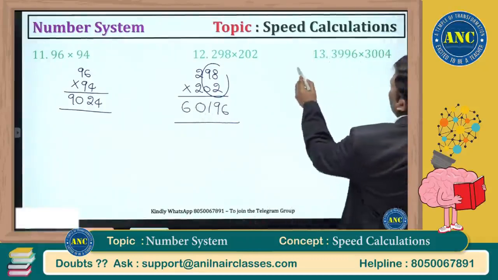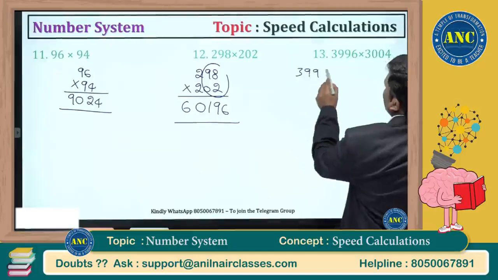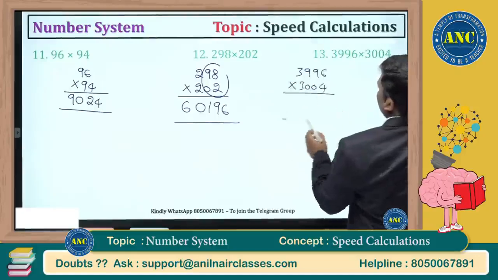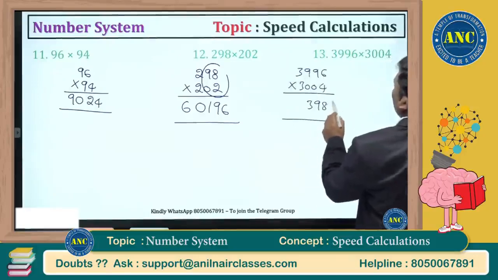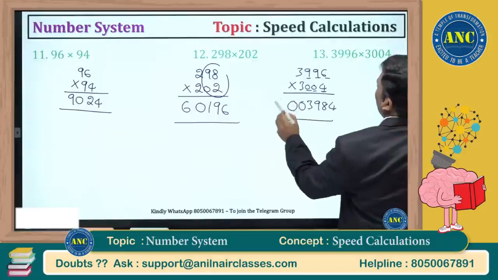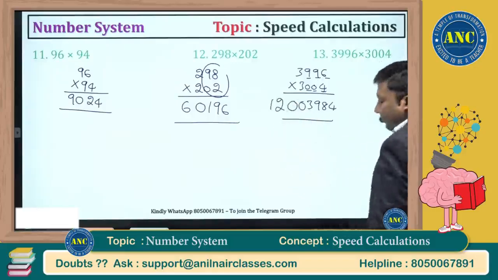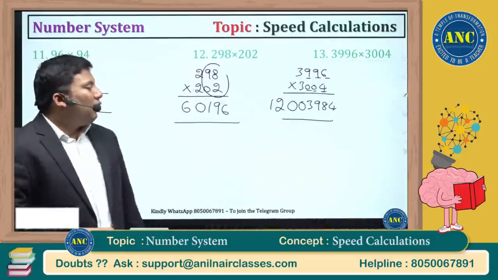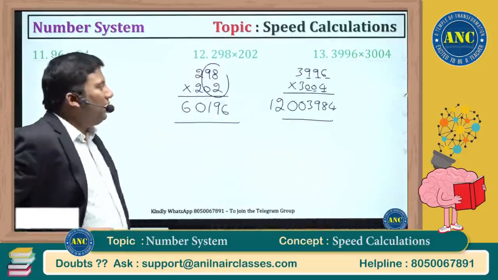This we already did right now. 3996 into 3004. 996 fours are 3984. 1, 2, 3, 4, 5, 6. 2 digits. Add 1. 4 threes are 12. Answer for this question is 1200 3984.